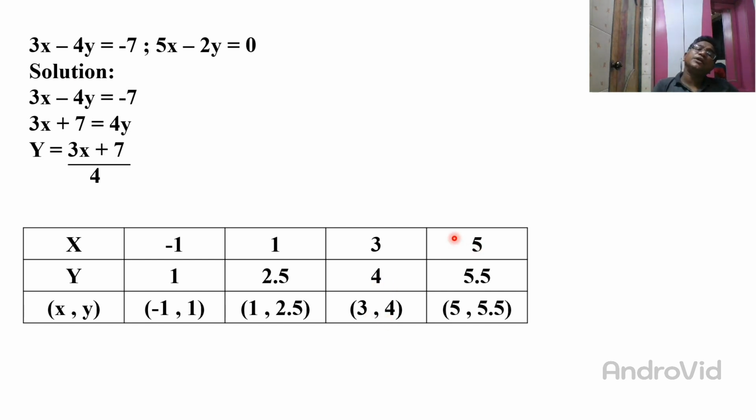Then the x value is taken 5. 3 into 5, 3 5s are 15. 15 plus 7 is 22. 22 is divided by 4. 4 5s are 20. 22 minus 20, what remains? 2. Decimal point. 4 5s are 20. So the y value we get is 5.5. So 5 and 5.5 is the answer. In such a way this table is completed.